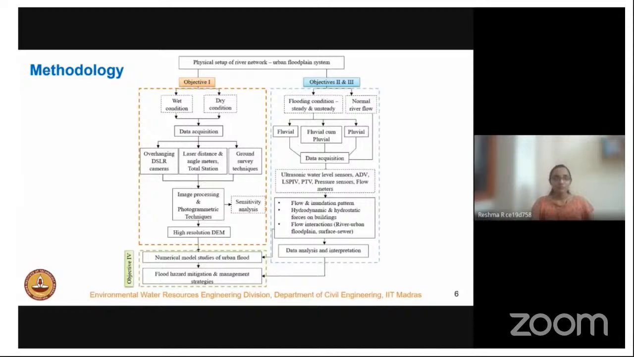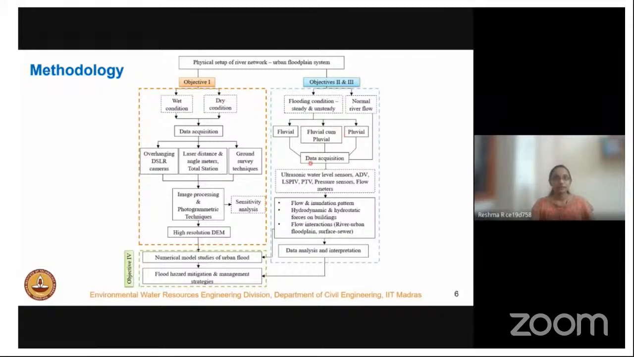The methodology that will be adopted for the research is as shown in the flow chart. Both steady and unsteady flooding conditions will be assessed along with the normal river flow condition. For the purpose, initially, a high-resolution digital elevation model will be developed using image processing and photogrammetric techniques with the help of overhanging DSLR cameras, laser distance and angle meters, total station, and other ground survey techniques. Fluvial, fluvial cum pluvial, and pluvial flooding scenarios will be assessed.